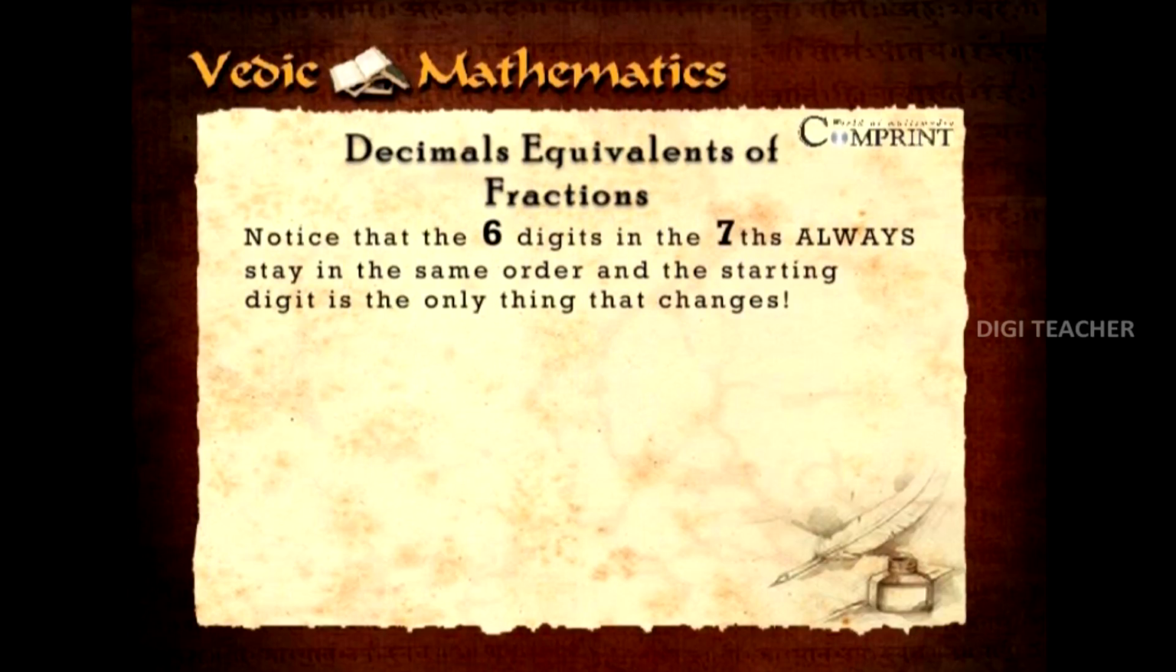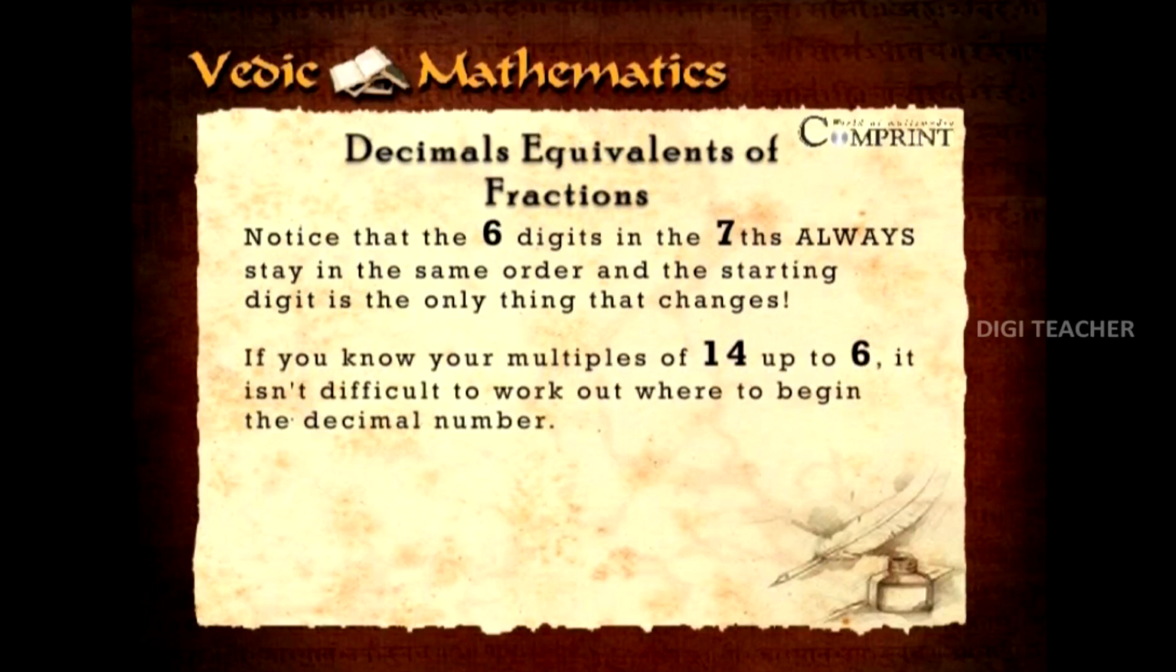Notice here that the 6 digits in the 7th always stays in the same order and the starting digit is the only thing that keeps changing. If you know your multiples of 14 up to 6, it isn't difficult to work out where to begin the decimal number. Now, look at this.